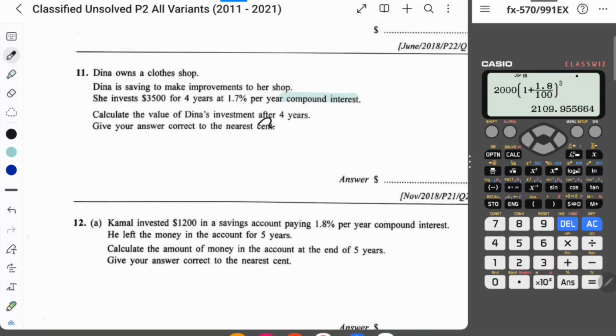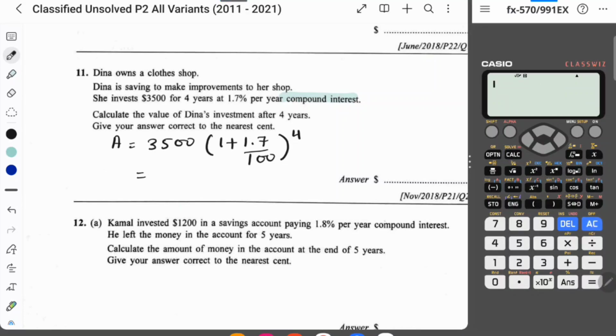Calculate the value of Dina's investment after 4 years. The whole investment means simply find out the amount. They're not asking you how much extra amount over there. Give your answer correct to the nearest cent. It means 2 decimal places. So the amount is equal to P times 1 plus R over 100 to the power of n, which is 3,500 times 1 plus 1.7 upon 100 to the power of 4.